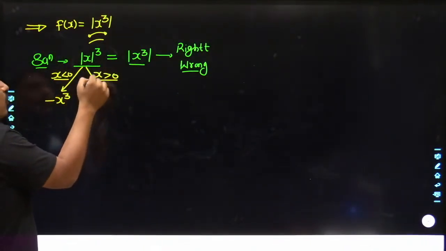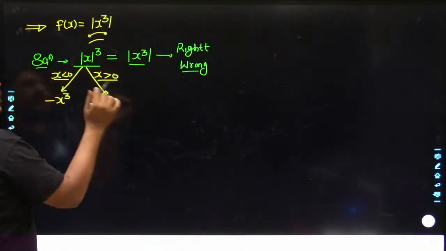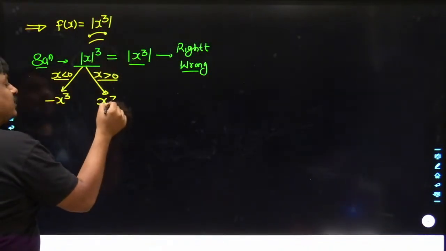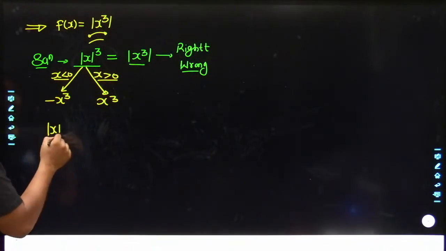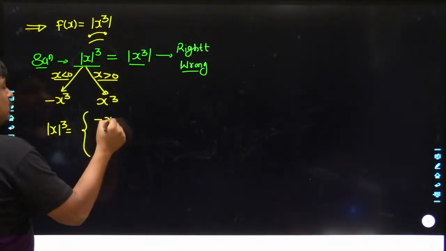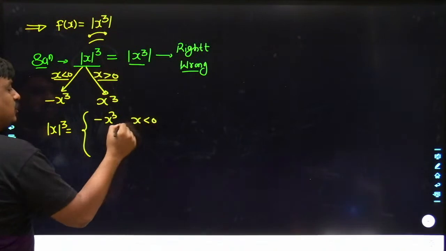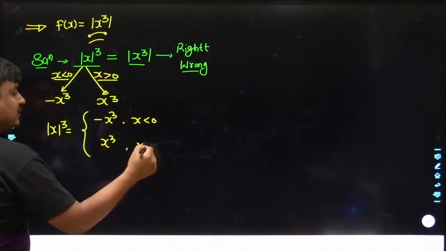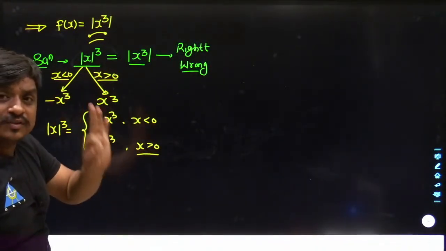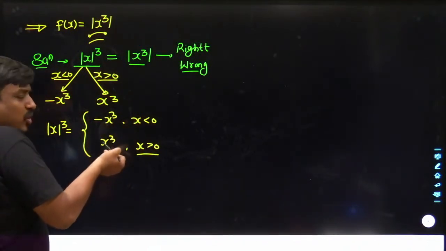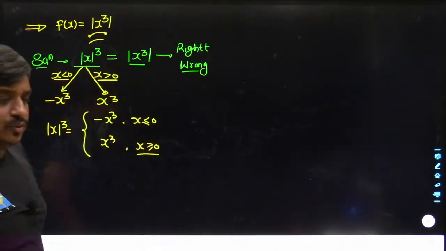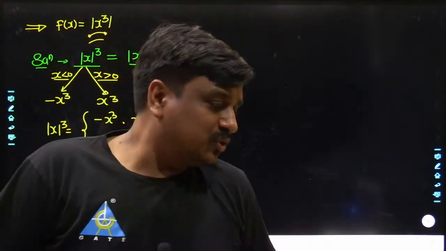Similarly, if I go with the situation where the value of x is greater than 0, mod of x would be defined as x itself, and now x is raised to 3, so it would be x cube. So let me write it properly. Mod of x raised to 3 would be written as minus of x cube when x is less than 0, and plus of x cube when x is greater than 0. And at x equal to 0, they have the same value. Whether I feed x equal to 0 here or here, I get 0. So I can even write x less than or equal to 0, x greater than or equal to 0. Now Manju says same, sir.